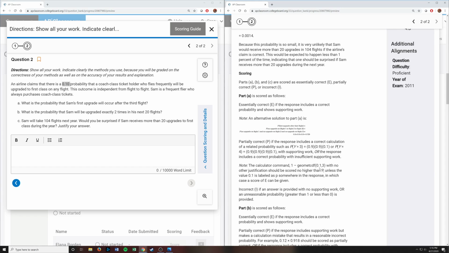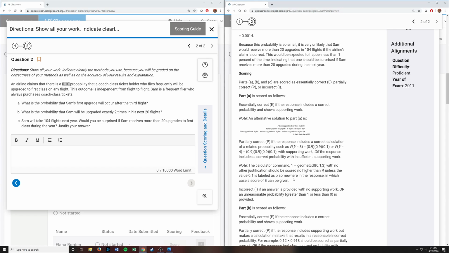Note, the calculator command with no other justification should be scored no higher than P. So you can write this, but even if you get the right answer, because this is the way to get the right answer, you can use geometcdf, you're going to get a P. But if you label 0.1 as p, like if you put p equals 0.1 here, then you get an E.